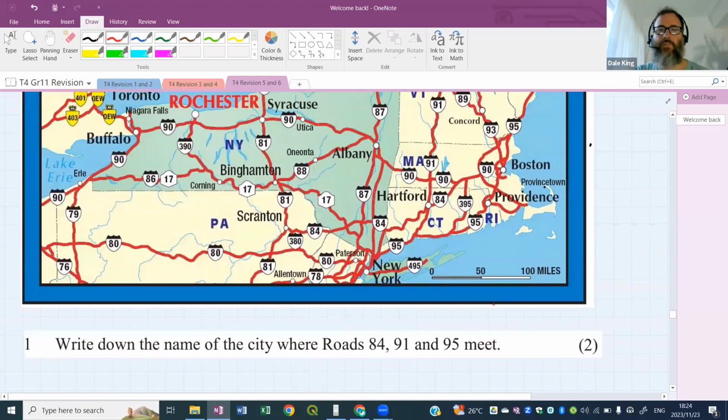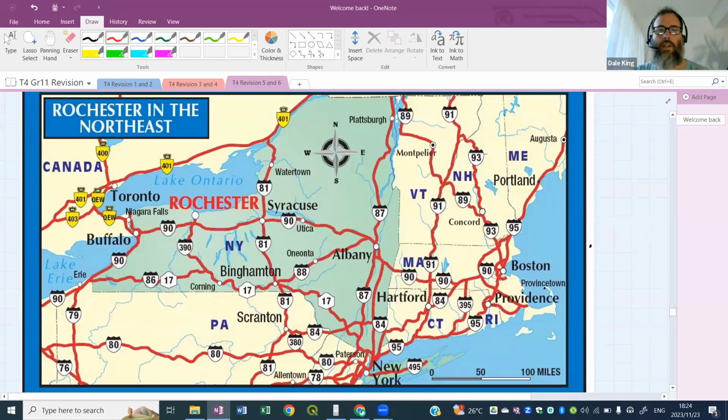Now, Buffalo and Albany. Let's just first find these places. Albany is, let me use green. Albany is here. Hope you guys can see that. And Buffalo is here on the left. All right, maybe those colors aren't the best. Let's use yellow. So Albany is here and Buffalo is there.